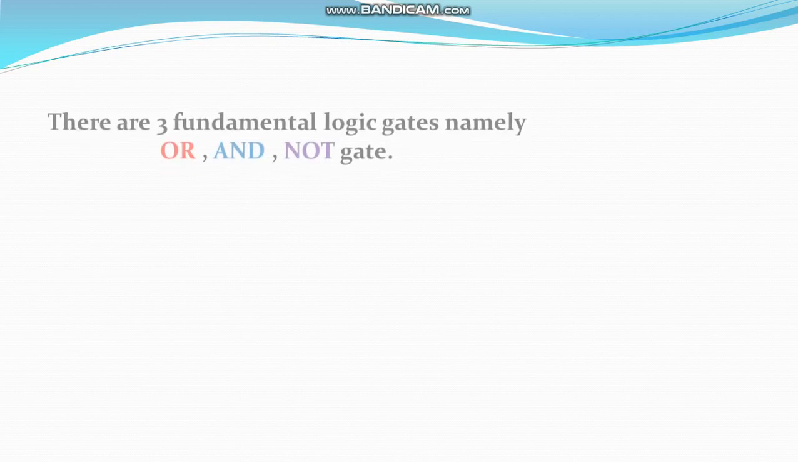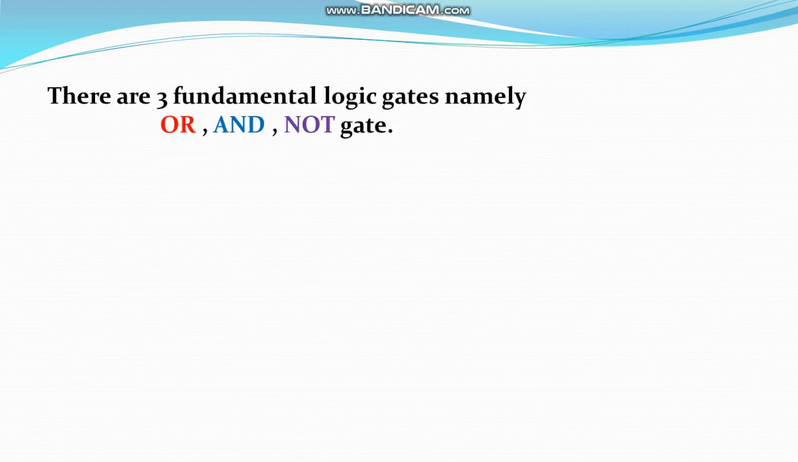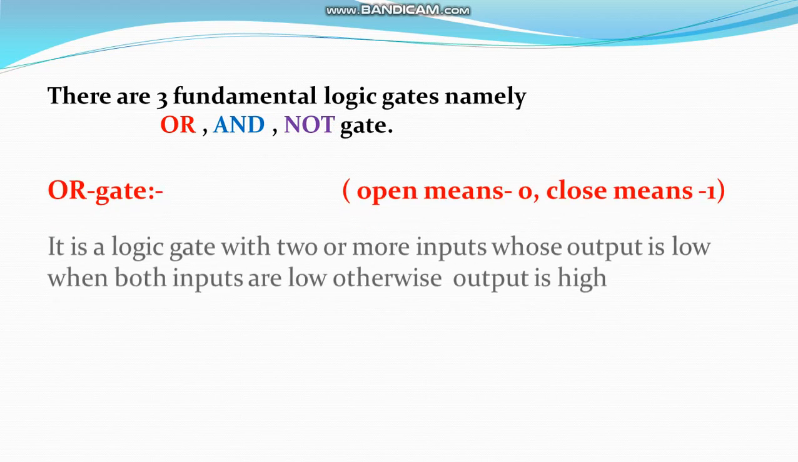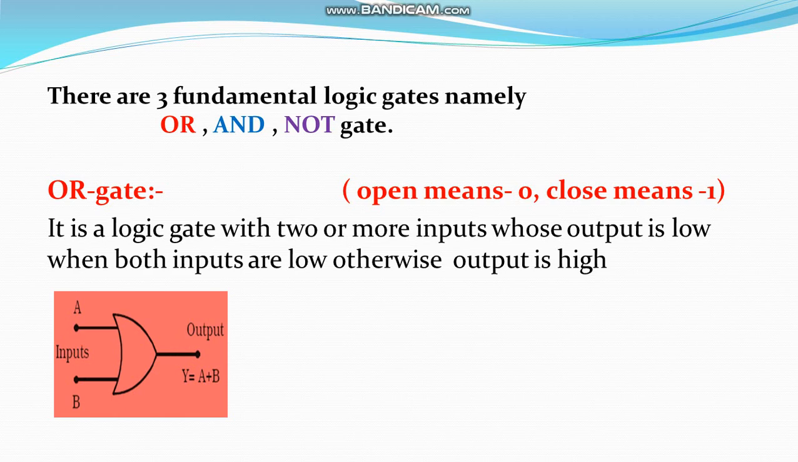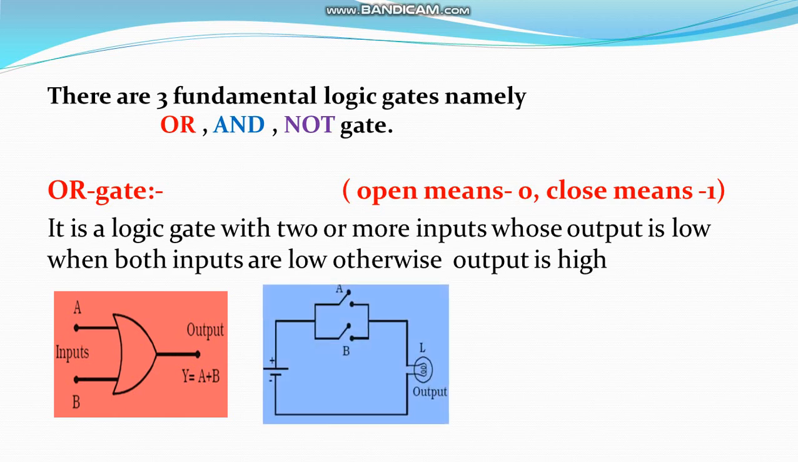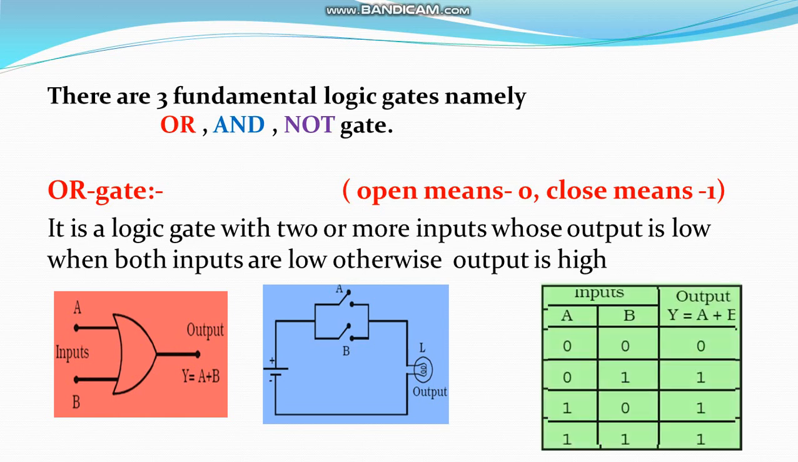Hello students, in this video we are going to learn digital electronics. There are three fundamental logic gates, namely OR, AND and NOT gate. OR gate: this is the logical symbol of the OR gate, the electric circuit of the OR gate, and the truth table of the OR gate.